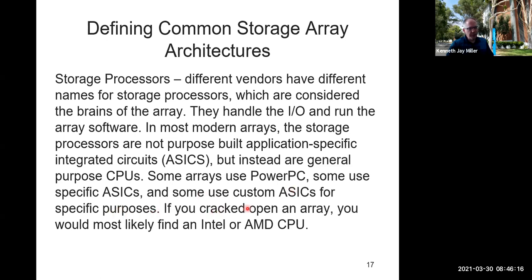If you cracked open an array, you would most likely find an Intel or an AMD CPU. Now, it might not be an i7, it might be a special Intel processor, or it might not be a Ryzen, but it will be some type of AMD processor that's custom made for the array.